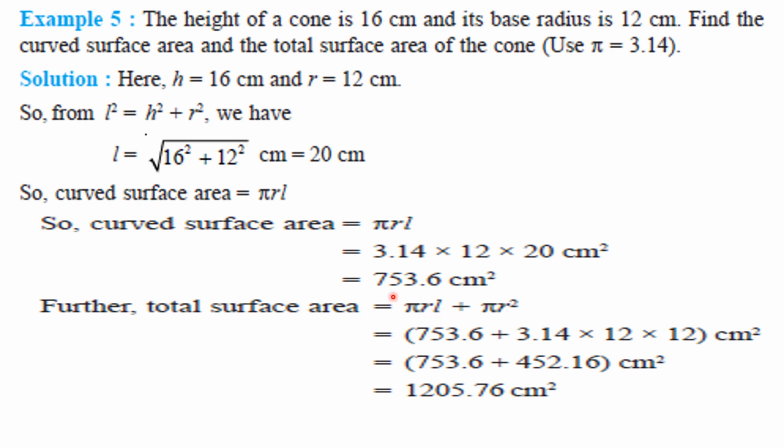Pi r L we have already found, 753.6, plus pi means here 3.14 into what is all here? 12. So 12 into 12 centimeters square. Understood this step, my children? Right. That is equal to 753.6 plus, by multiplying these three numbers, what will you get? 452.16 centimeters square. Understood this step, my children? Right. By adding these two numbers, what will you get here? 1205.76 centimeters square. Understood the solution of this example, my children?